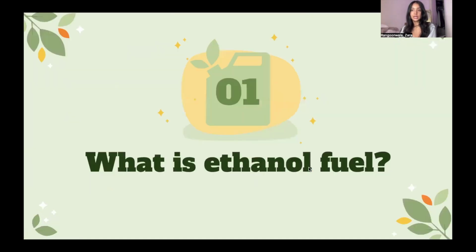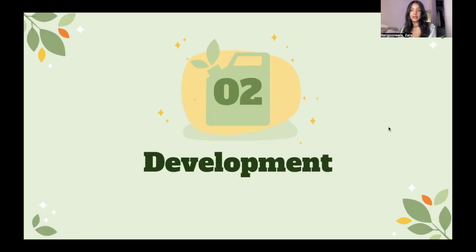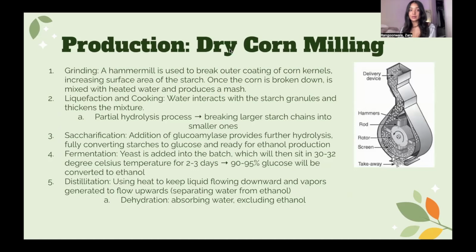So, starting off, what is ethanol fuel? This is a renewable resource derived from the natural fermentation of sugars. It is primarily cultivated from corn, but I'll get into that in later slides. Additionally, it has a higher octane number than regular gasoline, and this provides stability and durability to the vehicle, which is providing gas too.